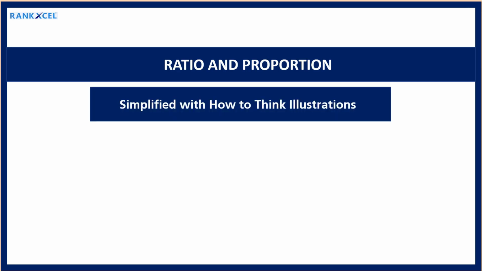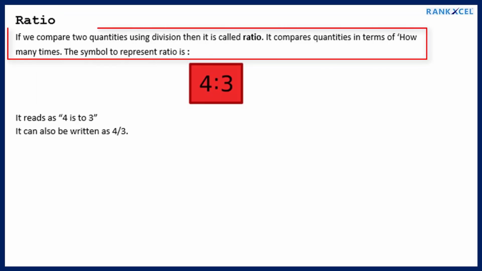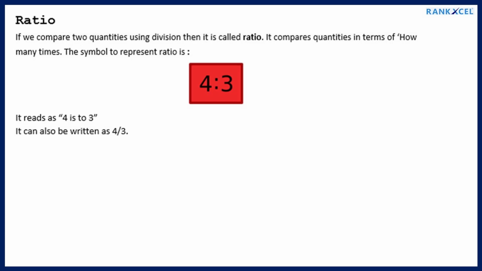The concepts covered are ratio, proportion, unitary method. Ratio. If we compare two quantities using division, then it is called ratio. It compares quantities in terms of how many times. The symbol to represent ratio is a colon. It reads as 4:3. It can also be written as 4/3.